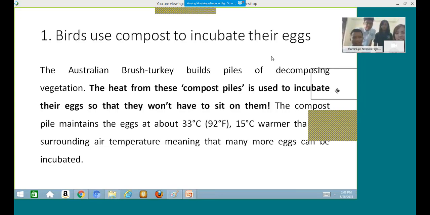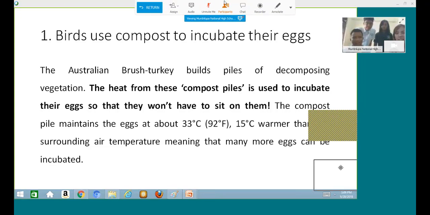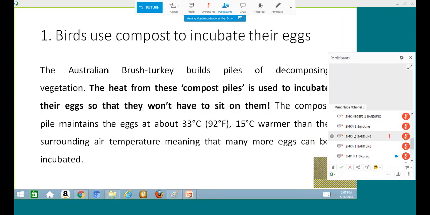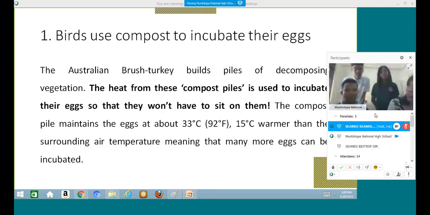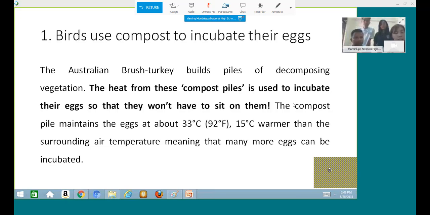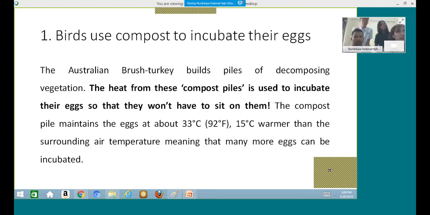Oh, that's a nice one. You know about that? No. That it can actually incubate the eggs, and that is from Australia. Because it can generate heat. And why do you think there is heat? Because there is a process of decomposition. Yes, and there is energy released by the decomposition that happens. That's why it can even incubate the eggs of birds. That's a trivia.